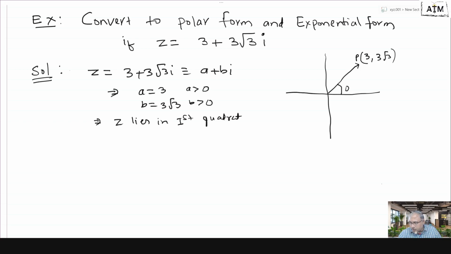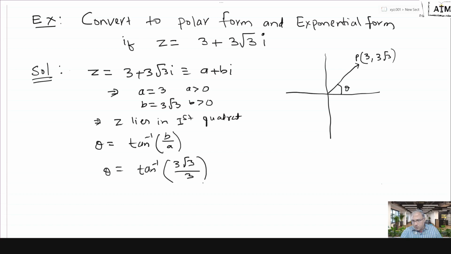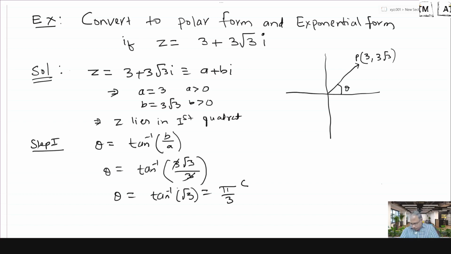We need to find theta. Theta is nothing but the argument. So theta equals tan inverse of b upon a, which is tan inverse of 3 root 3 upon 3. The 3 gets cancelled. Theta equals tan inverse of root 3 equals pi by 3 radians. Step 1 is over. Now step 2.